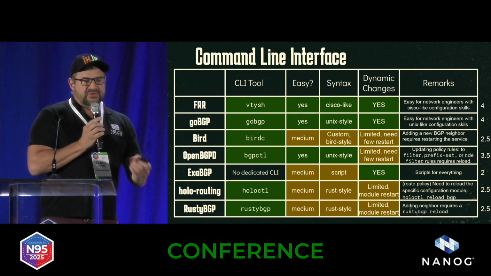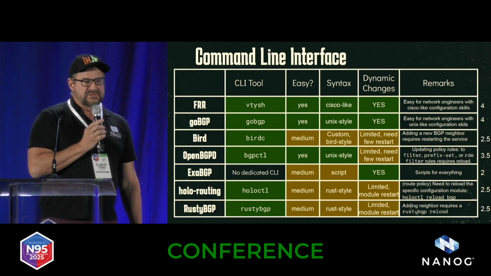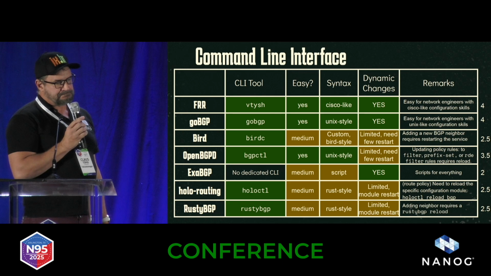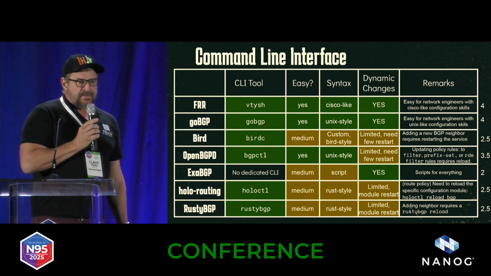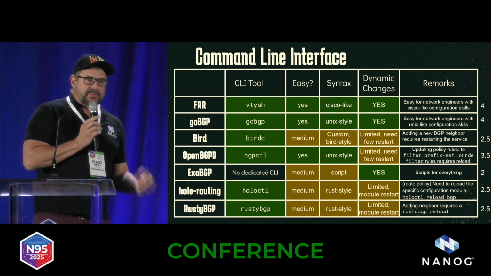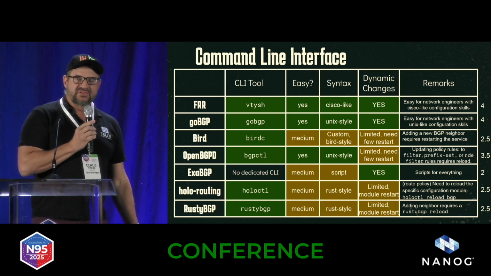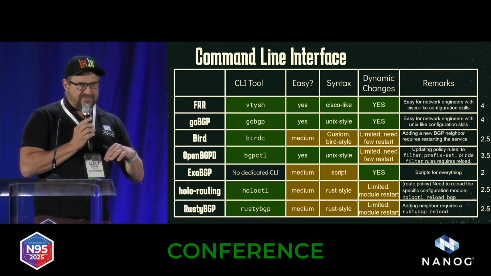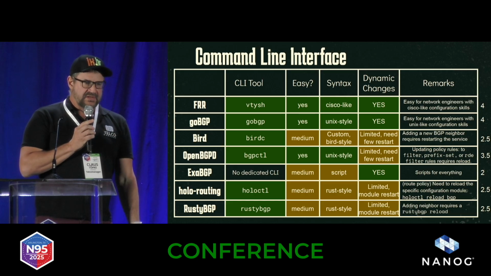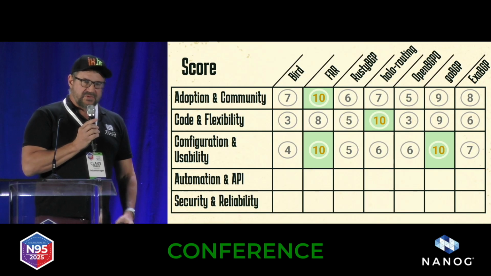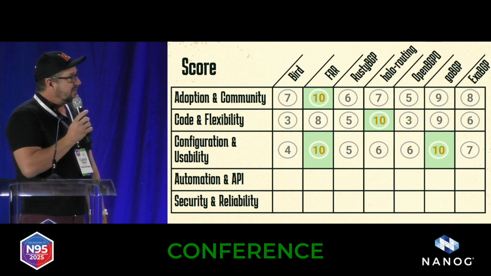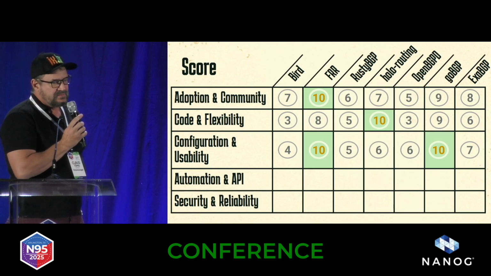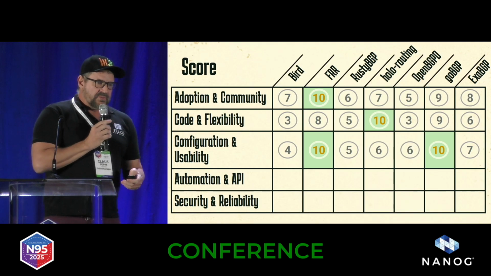The syntax, I put the green one for the common styles. Bird, unfortunately, has a bird style, which is different. And for dynamic changes, most of them implement, but there are a few things that you cannot, you have to restart. I have not tested all of that, but those are the points that I put for this methodology here. I might be wrong in some of them. So for this, I got 10 for FRR and 10 for GoBGP. And let's go to automation and API.